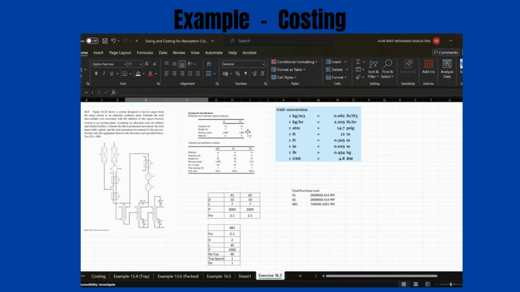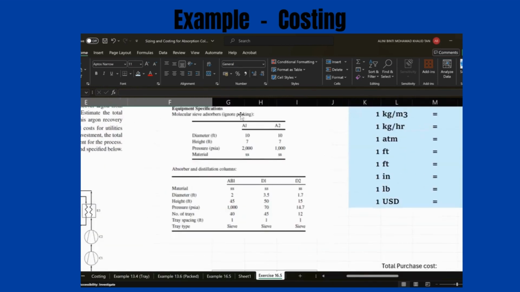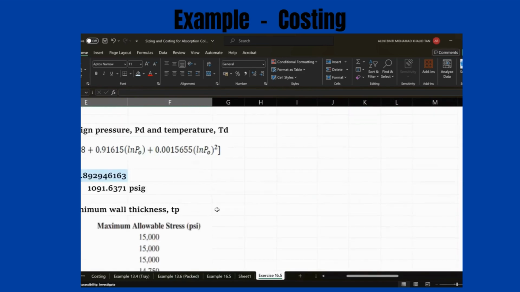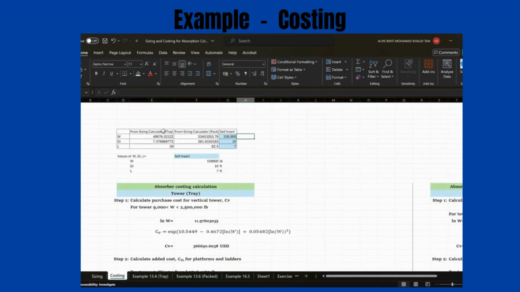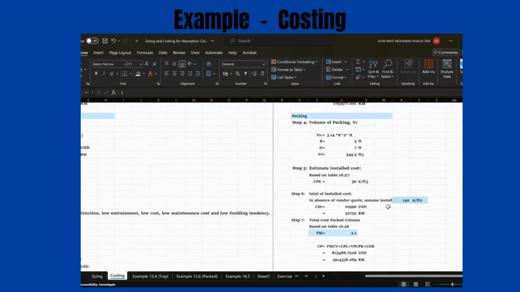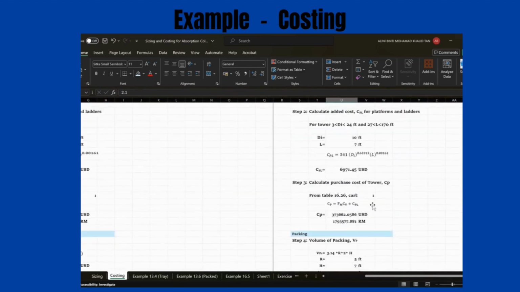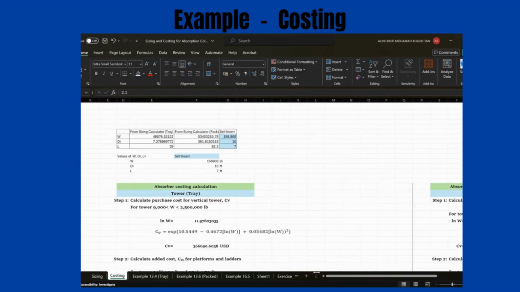Given the information of diameter, length, pressure of the packed tower and also the material factor, as you can see from the calculator, this is the costing calculator. The information that we need is weight, diameter, length, as well as the material factor for the packed tower, which is here. We need to insert them. Almost all the information is there except for the weight. For the weight, we need to calculate using the sizing calculator, which has been explained by my friends in previous videos.